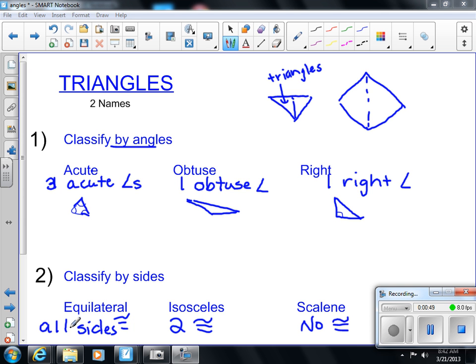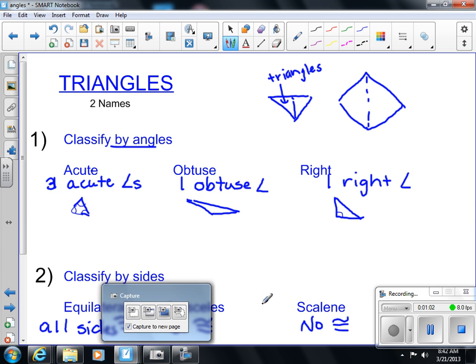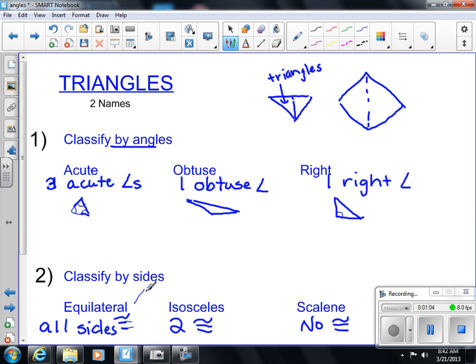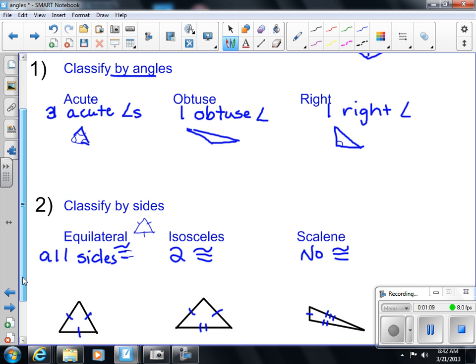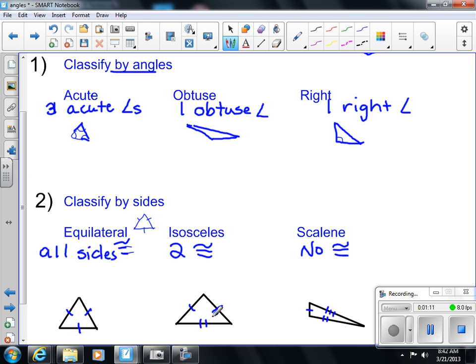Then you can classify by the sides, and this means the length of the sides. If it's an equilateral triangle, all sides have the same length, or all sides are congruent. An isosceles triangle, I think I have one pictured down here. Here we go. Isosceles triangle means that two sides are exactly the same, and oftentimes they use what I call little tick marks in order to show that. If not, they'll give you measurements to show that two sides are the same.